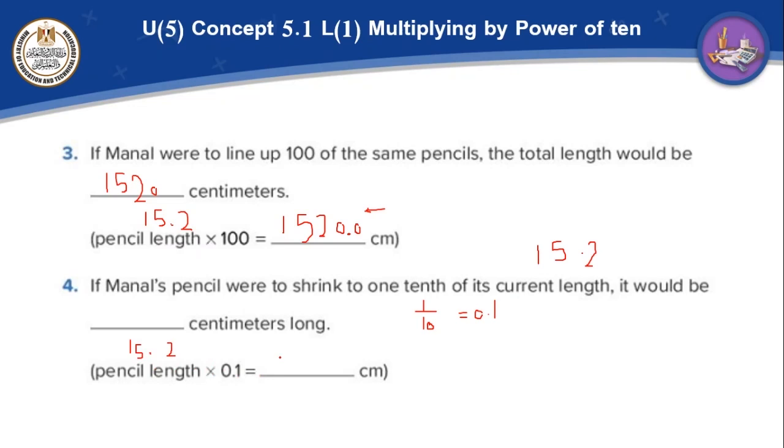So I write 1, 5, 2, and from right to left, after two digits I put a decimal point. Or, another way, in multiplying by a decimal number, we move the decimal point to the left. So here I move 1 digit. So it will be 1 and 52 also.